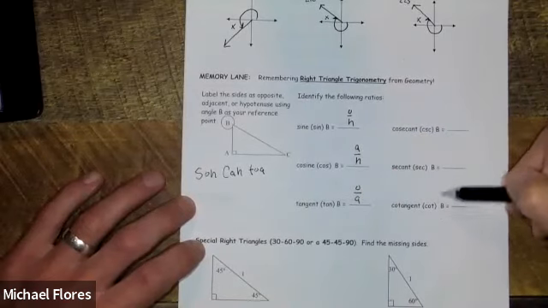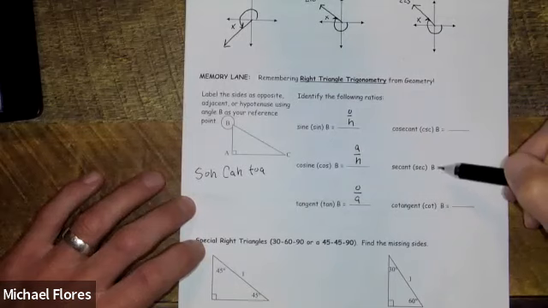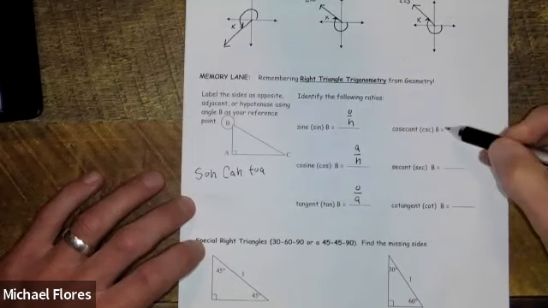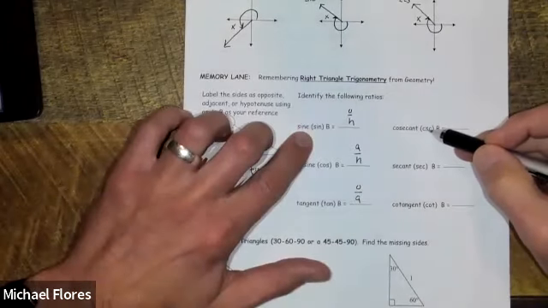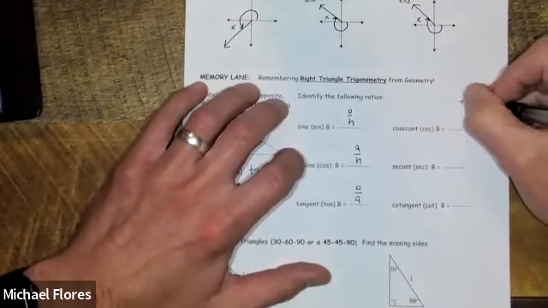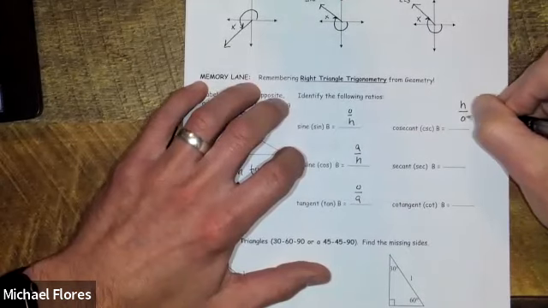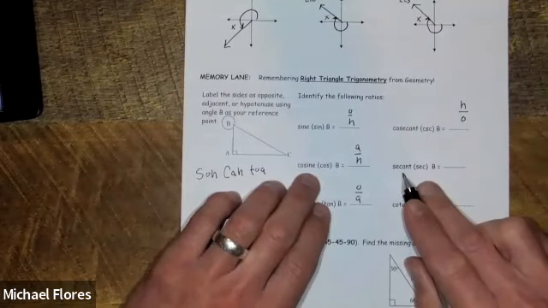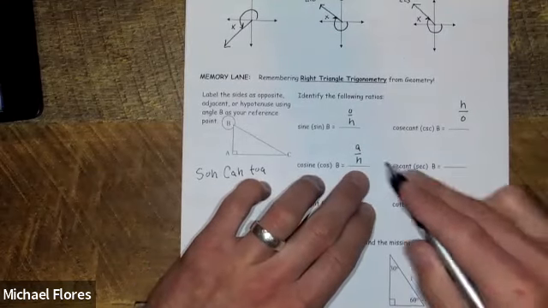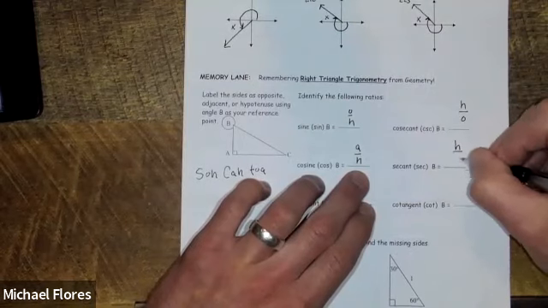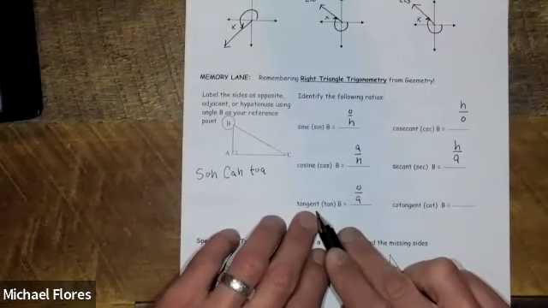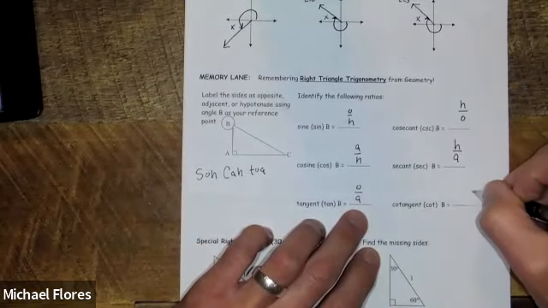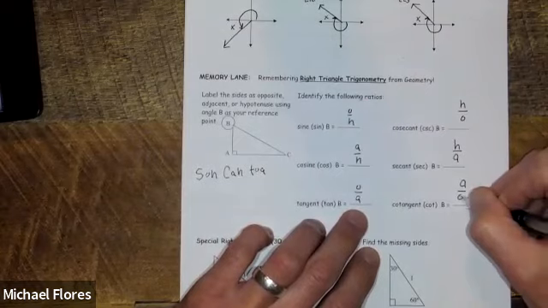Now remember, these are our reciprocal functions. We did this in unit 1 on our review. In order to find the reciprocal of sine, that's cosecant, instead of opposite over hypotenuse, we just flip it. It's actually hypotenuse over opposite. Cosine, its reciprocal is secant, and the reciprocal of A over H is H over A. Tangent, its reciprocal function is cotangent, and the reciprocal of O over A is A over O.